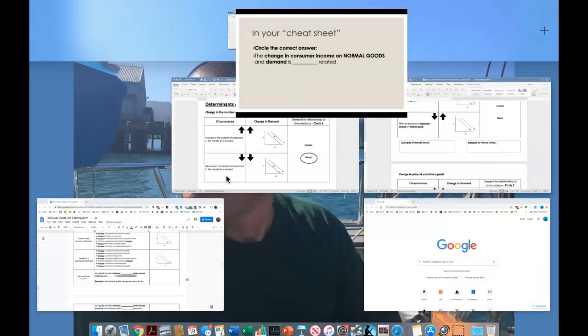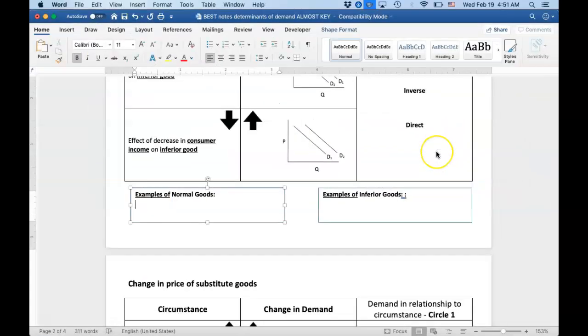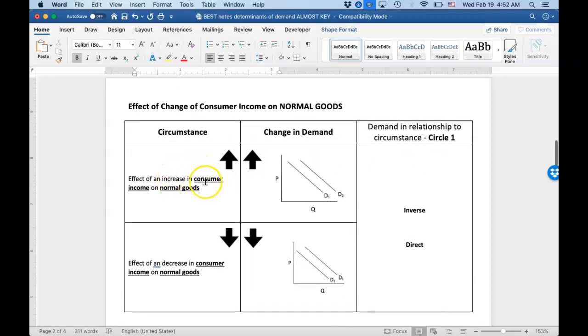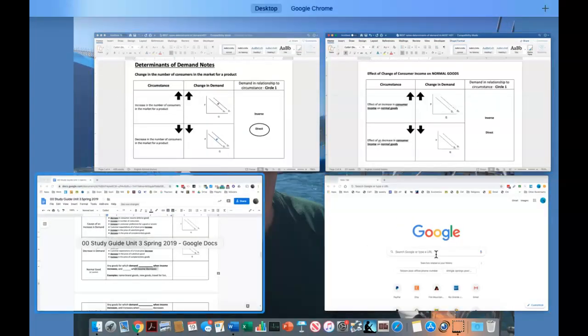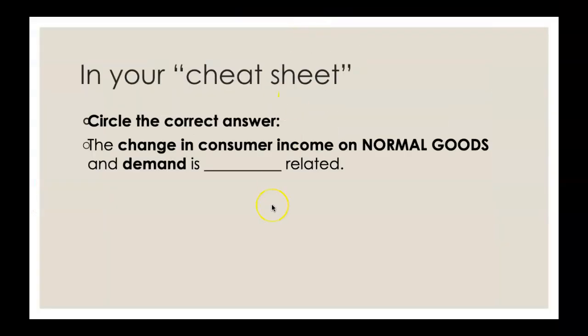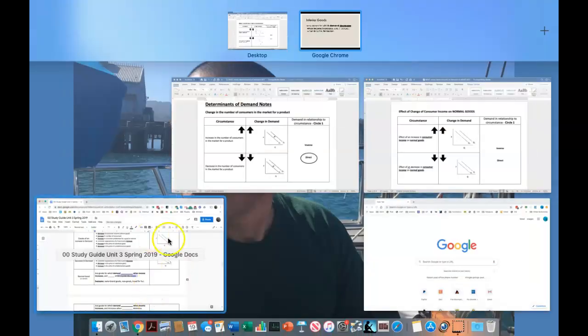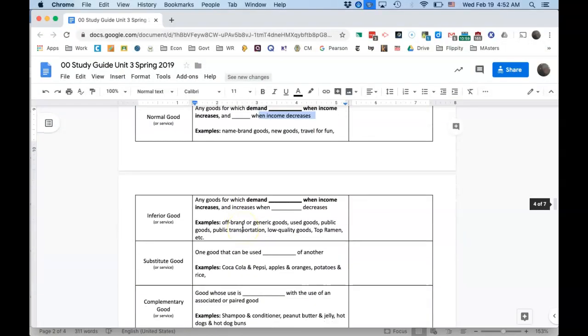So in your cheat sheet, now we want to take a look at the relationship between consumer income and demand. And we can see that's what kind of relationship? That's a direct relationship, not an inverse relationship. Now, when it comes to inferior goods, these actually work in the opposite way. This goes into your study guide for inferior goods.